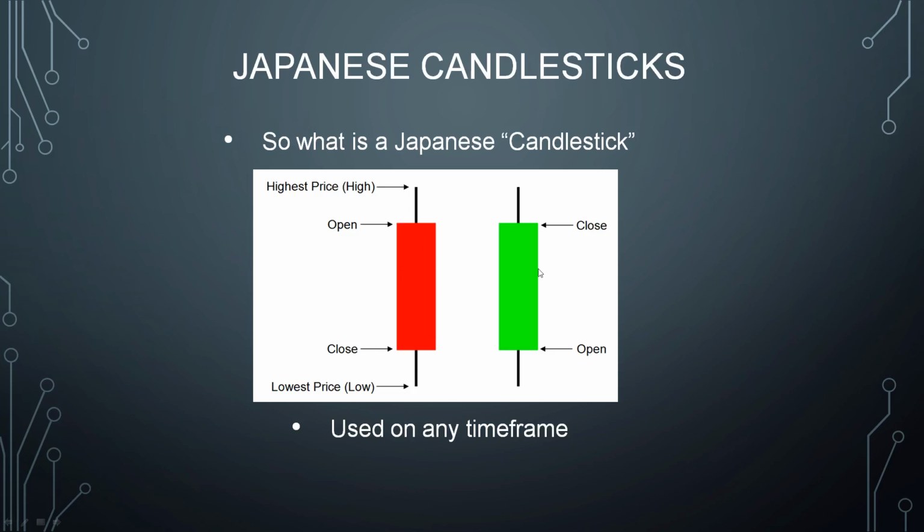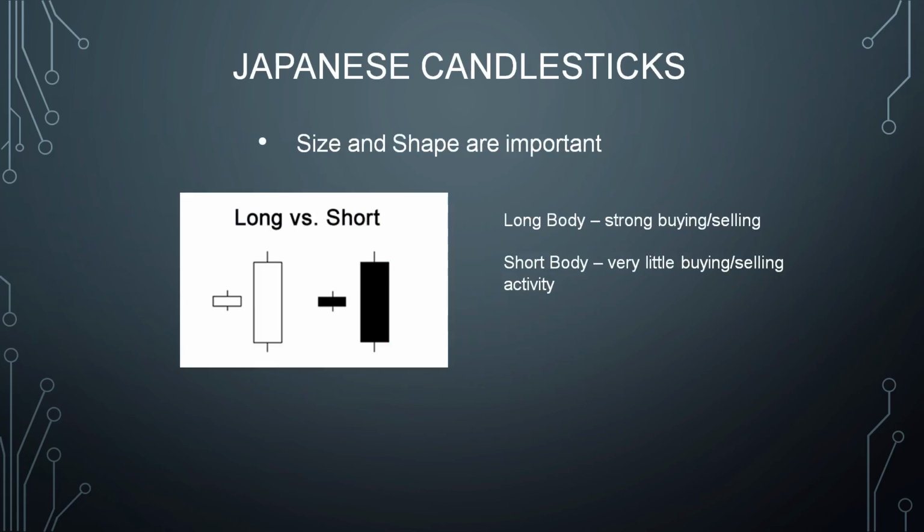Some charting software, chart cheat sheets and whatnot can sometimes show a solid box or body for a bearish candle and a hollow box or body for a bullish candle. We typically use green and red, as you see on all our charts. It's fairly straightforward. Okay, so the size and the shape are important. If you have a long body, that shows very strong buying and selling pressure. If you have a short body, obviously that's very little buying and selling activity. So it's important to take note of the size and shape, okay?